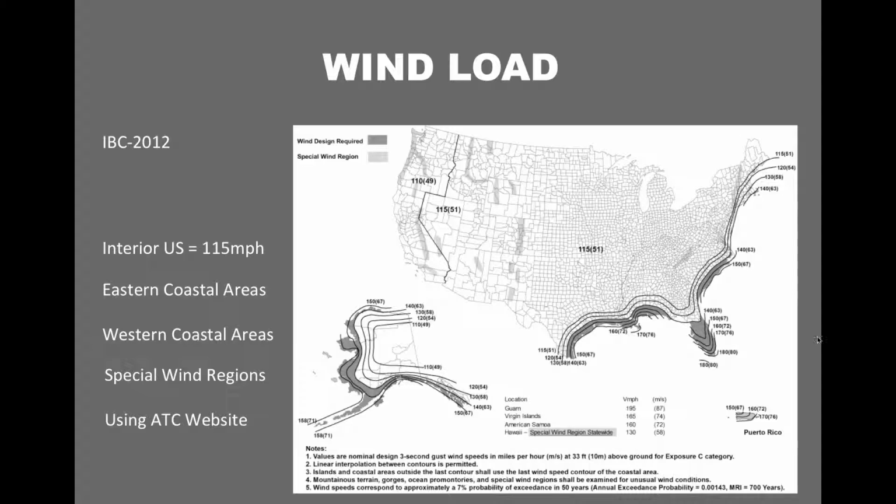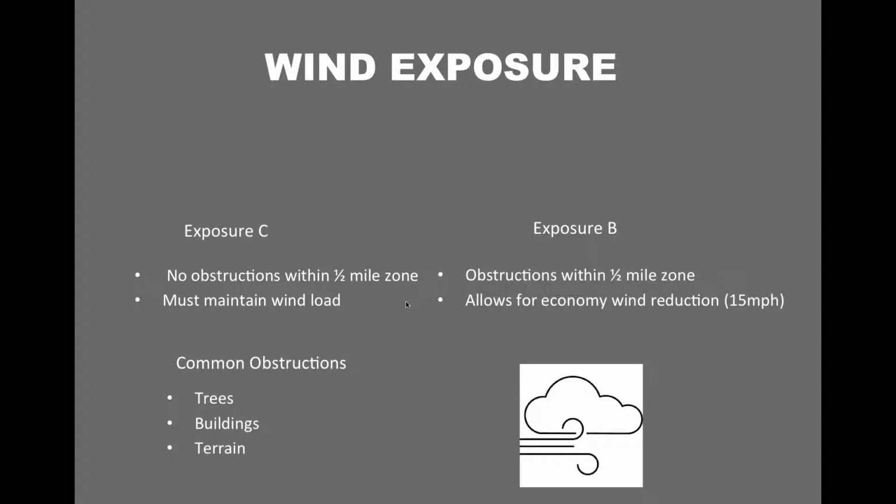So yeah, big takeaway here. Again, coastal areas, you're going to have a higher wind speed, anywhere from 120 up to 180. Central U.S., you're all going to be 115, and then western coast is going to be 110. All right, so the next thing that kind of piggybacks on the previous slide is your building's wind exposure.